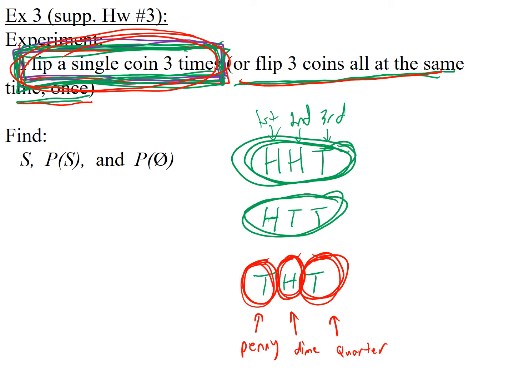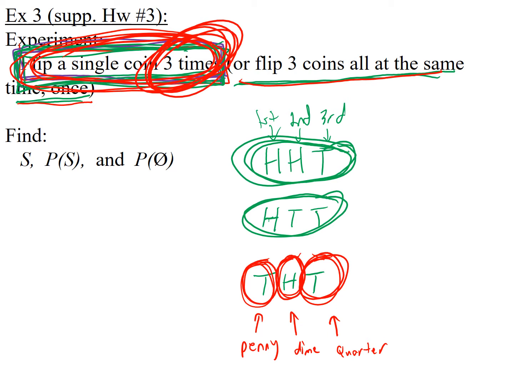Okay, make sure you're clear again on what the experiment is and what the outcomes look like. Let me say it one more time. The outcomes look like 3 symbols. You have to give me 3 symbols to give me one outcome, because in order to complete this experiment once, you have to flip a coin 3 times. It takes 3 flips to complete the experiment once.